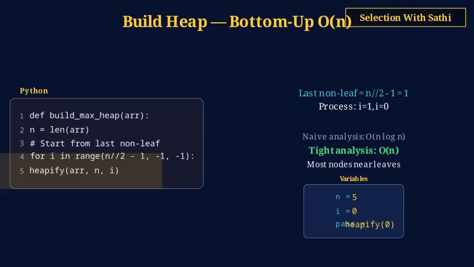You might think this is O of n log n, but the tight analysis shows it is actually O of n. The reason, most nodes are near the bottom and need very few swaps. Only the root might need log n swaps, but there is only one root. This O of n build time is a classic GATE proof question.